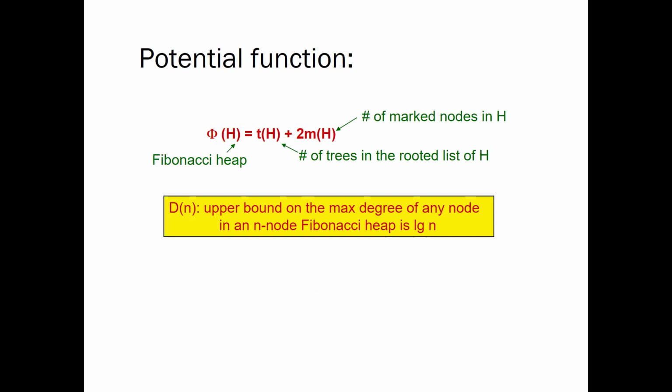Now, it's also mentioned that D of n is basically the degree of any node, the upper bound on the max degree of any node in an n-node Fibonacci heap. You have a maximum of n nodes in a Fibonacci heap. It is always log of n, log to the base 2 of n. So you can say the upper bound of the max degree will not go beyond log of n. That also we have to keep track of.